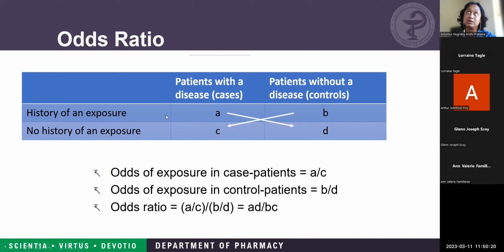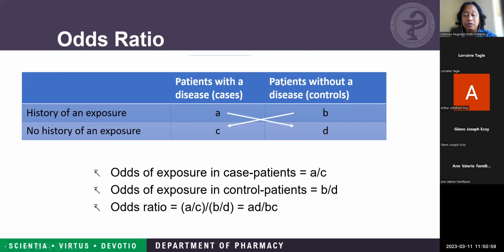So the odds ratio represents the relationship, the probability between a single factor with a single outcome. But just bear in mind that case control studies can generate a lot of possible factors, multiple factors. So we can have a lot of tables like this, or we can put it in one big table, and each of them has the odds ratio.